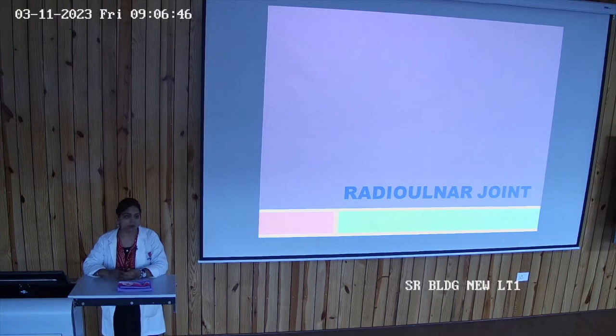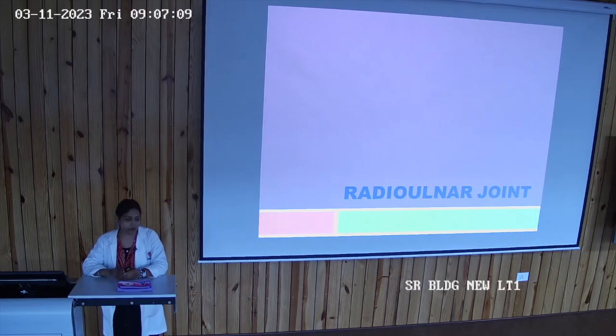So these two bones, radius and ulna, are bones of the forearm. Ulna is located medial to the radius. Now these two bones articulate with each other at three junctions. There are three joints formed between these two bones: superior radioulnar joint, middle radioulnar joint, and inferior radioulnar joint.